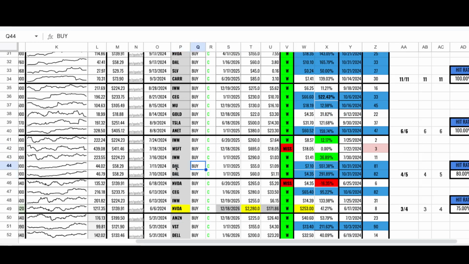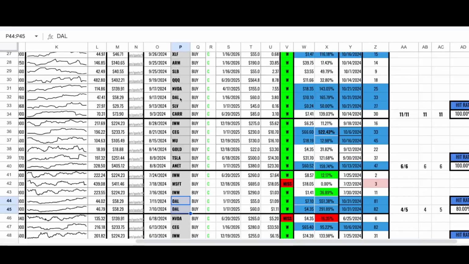DAL, just like I mentioned, Delta Airlines, along with the one that came in September. These ones are looking at some pretty awesome returns, 500 and 291%. So the average return on these from July, 220% average return with a hit rate of 80%.